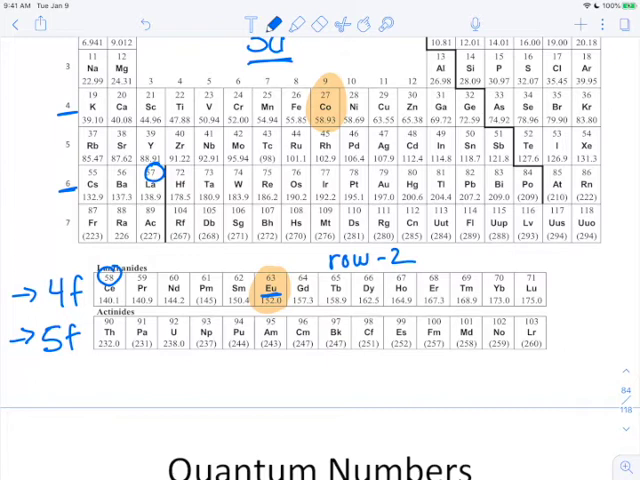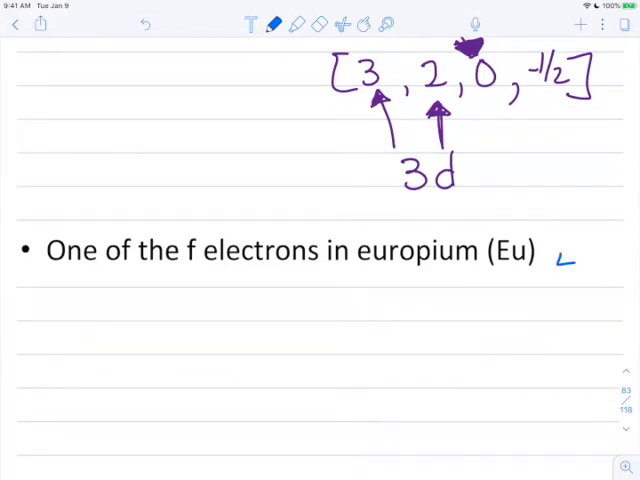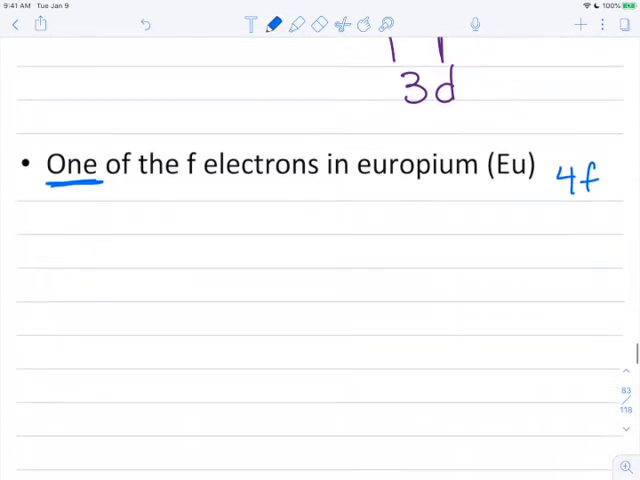So here's our europium, and it is a member of the 4Fs. And we get to choose one of those electrons, any one we want. So this is going to be very similar to last time. So let's give this a try.